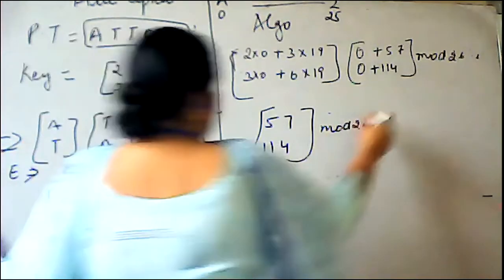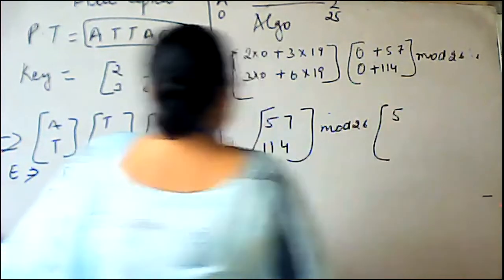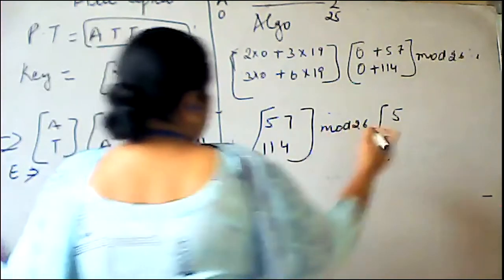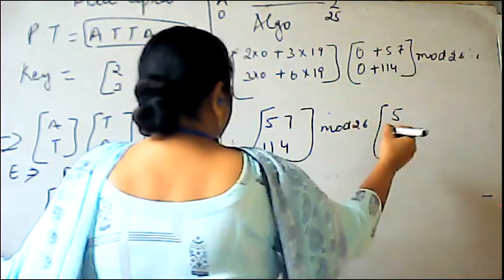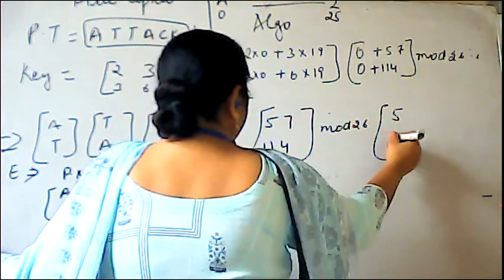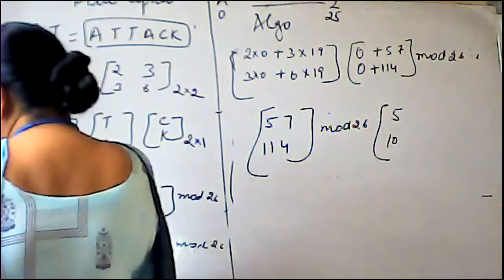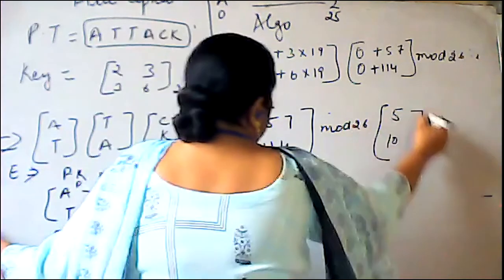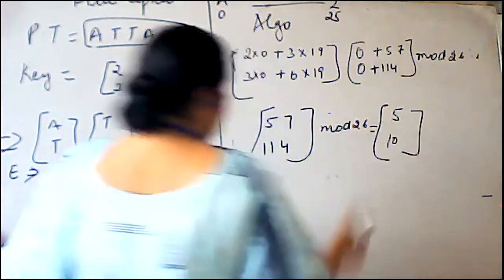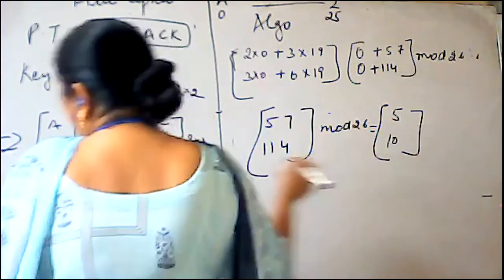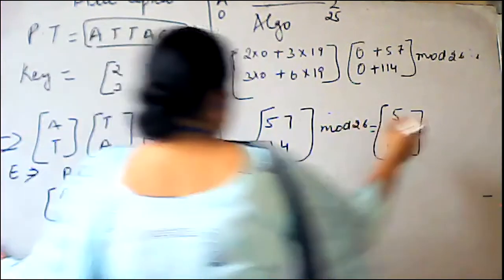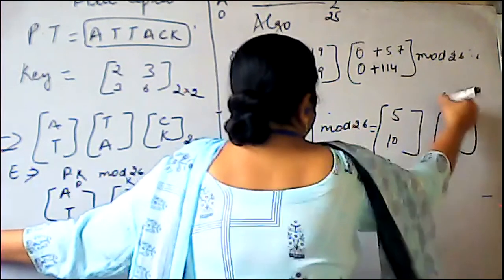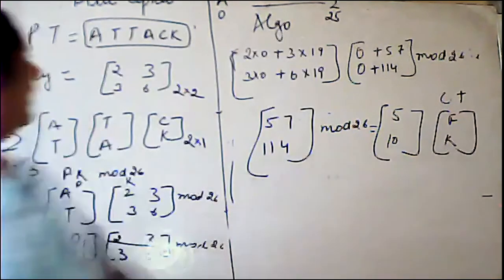26 twos are 52. So you will get 5, and 114 when you divide by 26, it will give you remainder 10. So corresponding to 5, what we have the text is F, and K is at this. So this is a cipher text equivalent of AT.